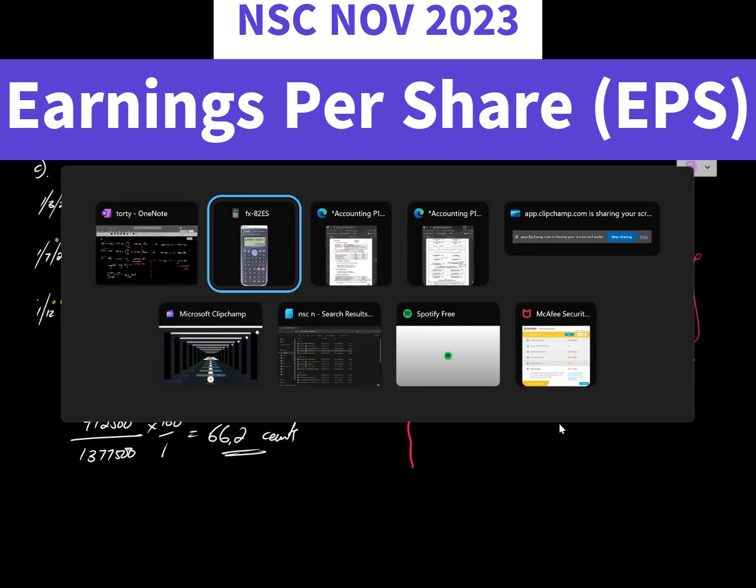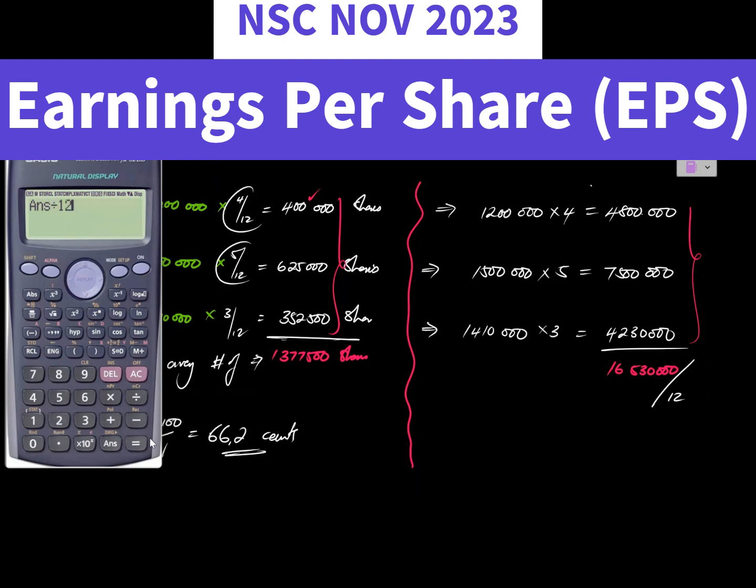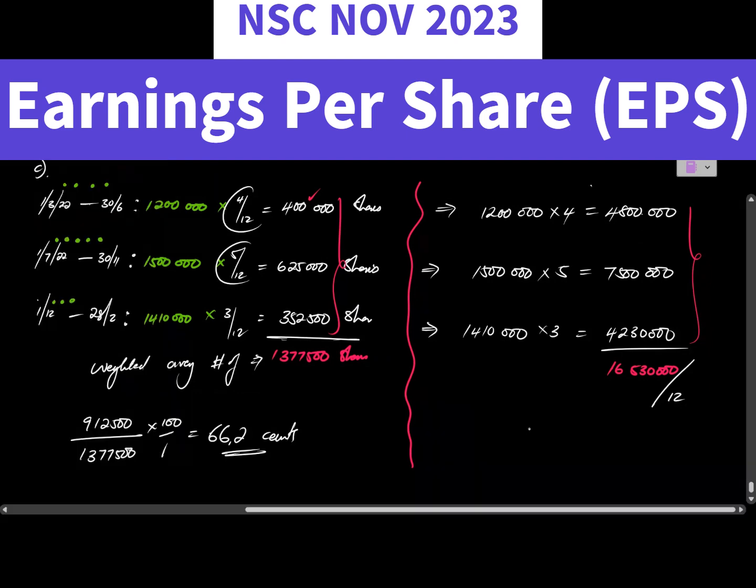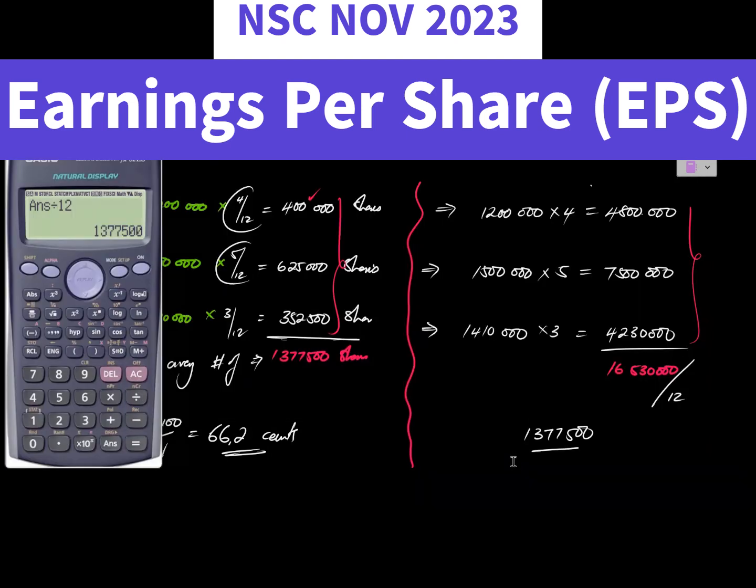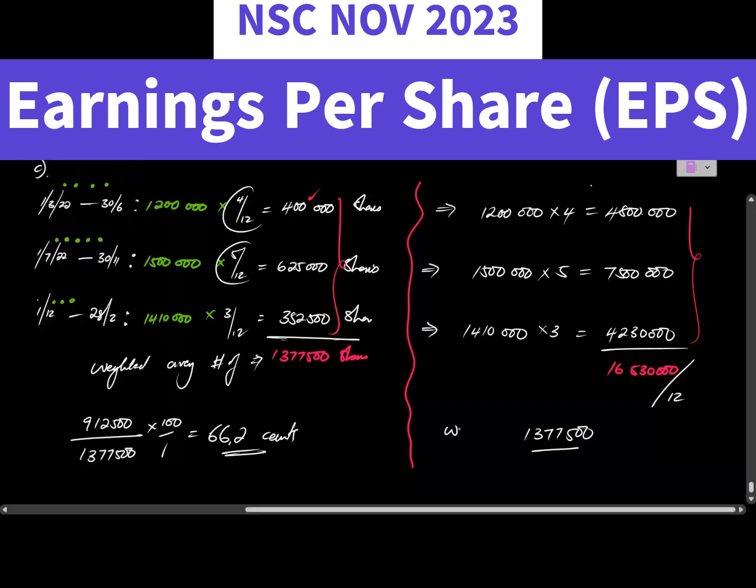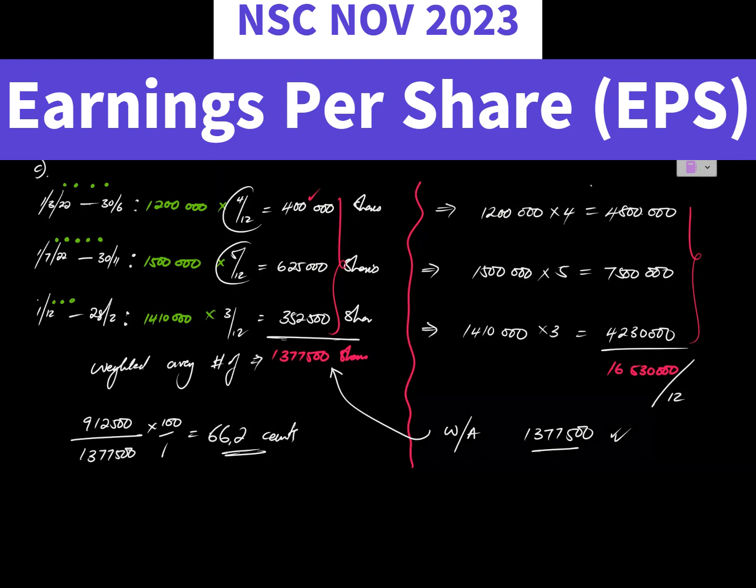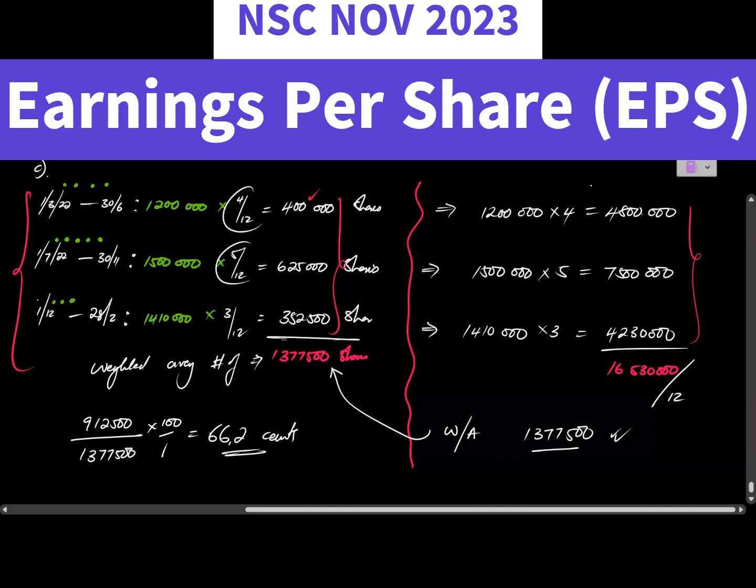Then I divide it by 12, and I end up with 1,377,500. So I come back here to the 1,377,500, the weighted average number of shares, which is what we had done over here. So there are two ways in which one could have done it. You could have done it this way, or this way. It depends on how you prefer to do it.